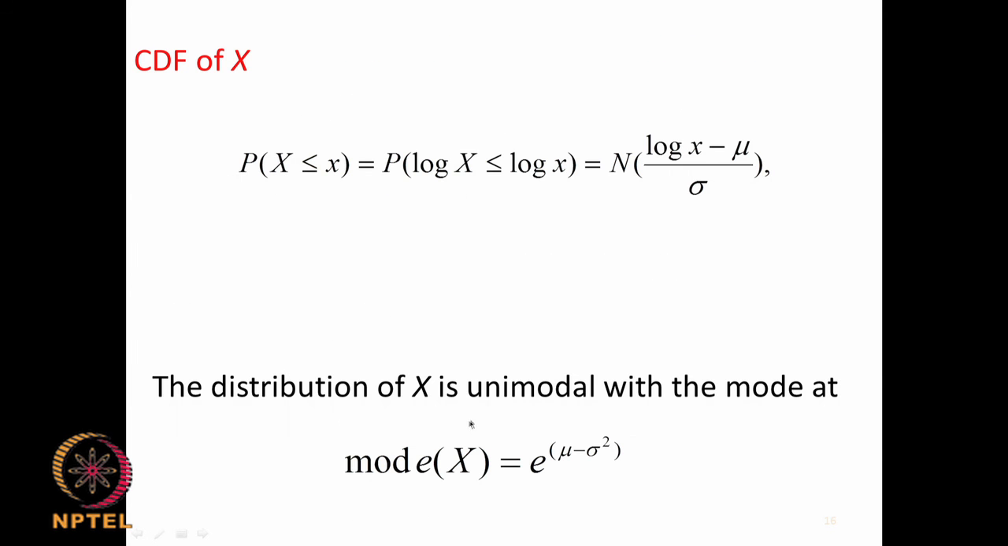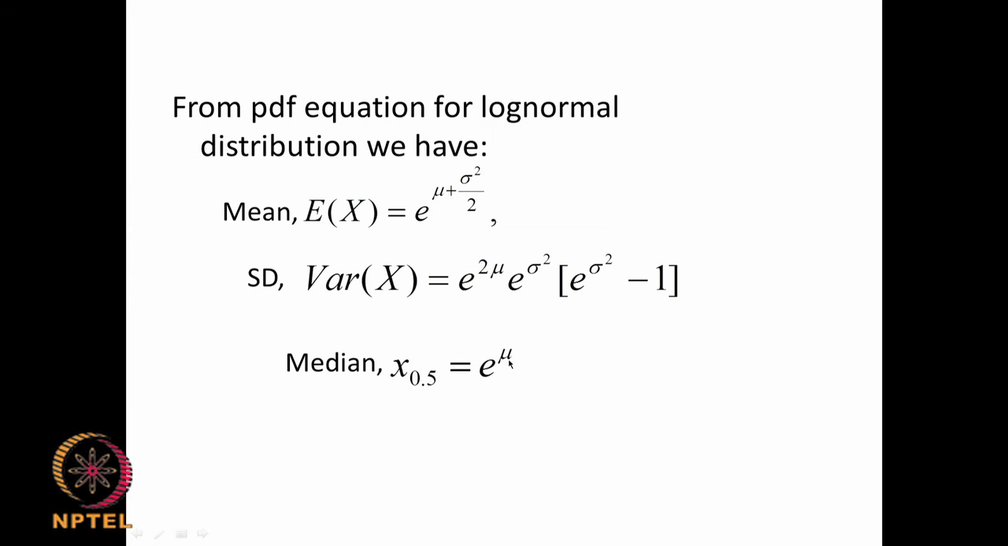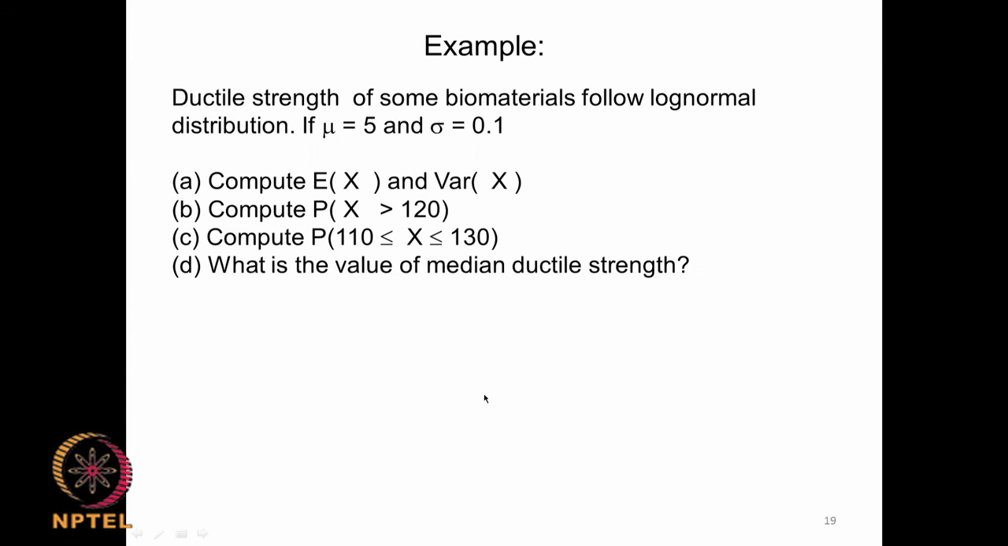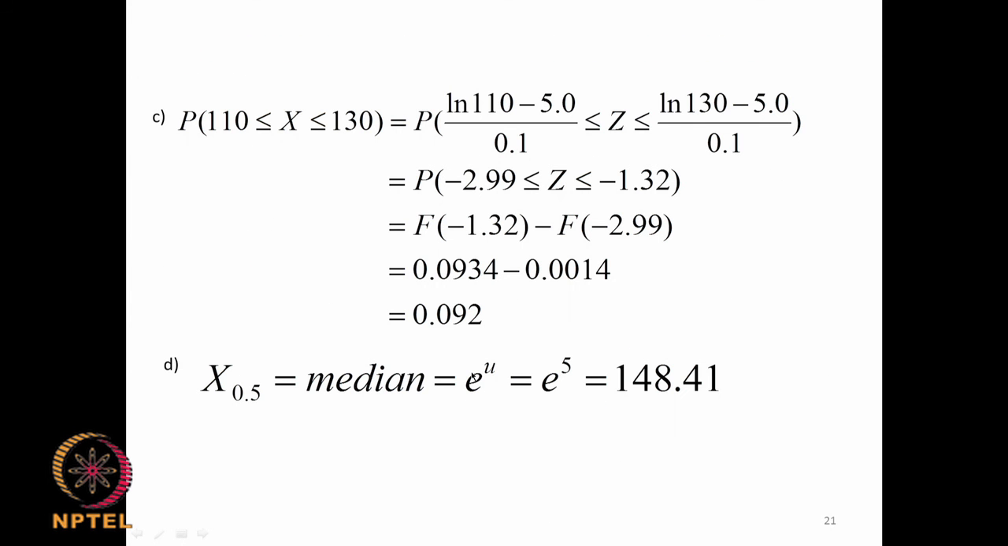Median: the question here is, what is the value of the median ductile strength? As you know, for the median we have the equation e^mu, simple. So e^mu, with mu given as 5, gives you 148.41. So you see all these calculations can be done, instead of x we use ln x. So we calculate z and then we go to our z table and get the probability value. So it is like the standardized normal distribution.